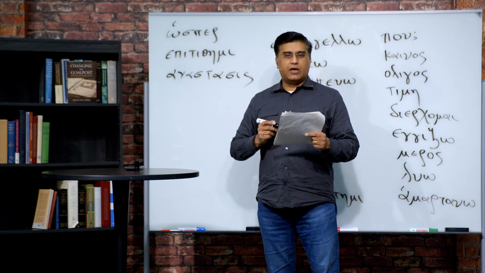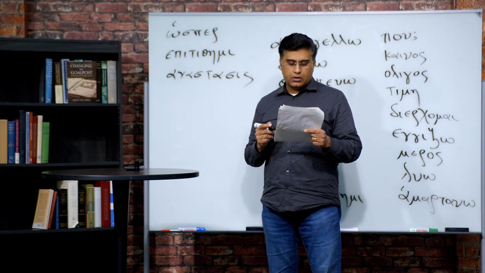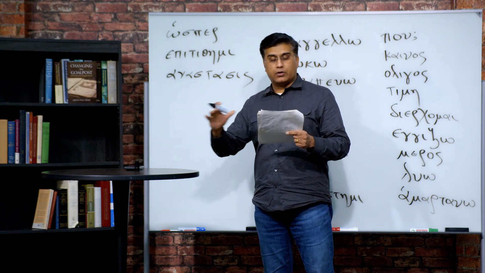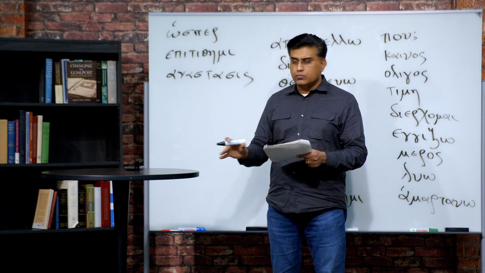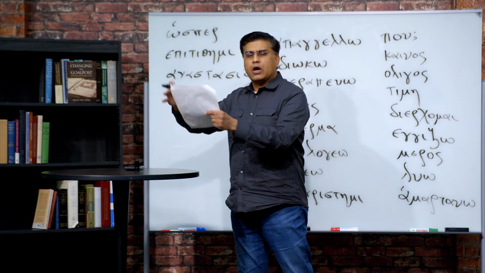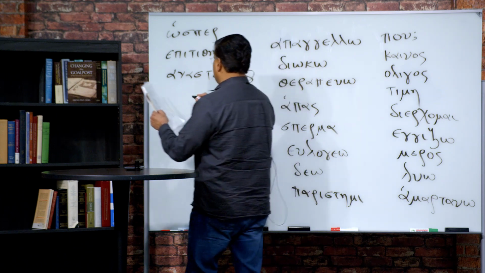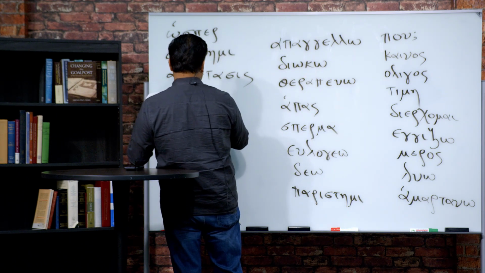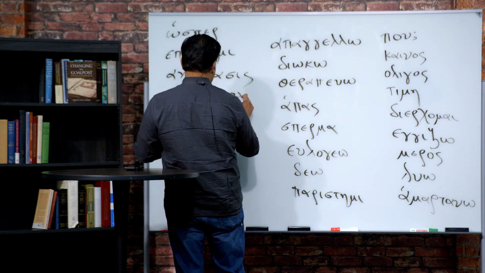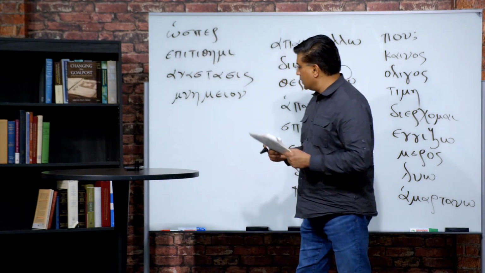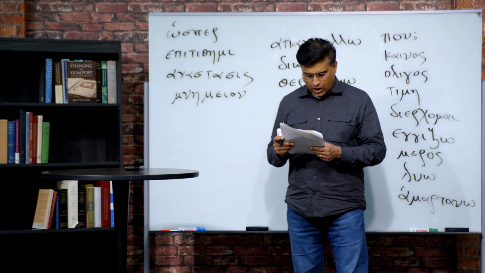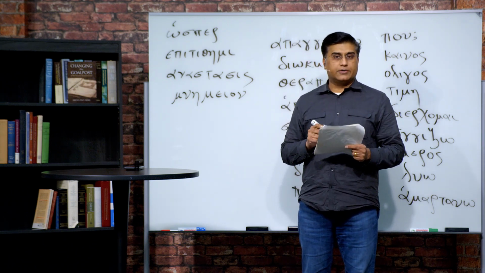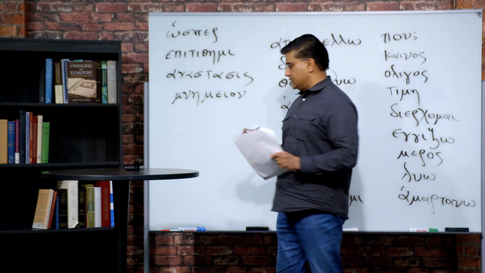Next is menemeon, tomb or a hole cut into the rock. Menemeon is tomb or a hole cut into the rock. Next is pantate. Pantate is always.